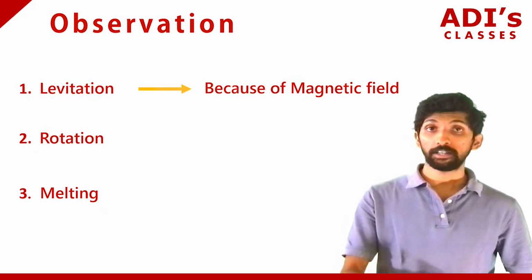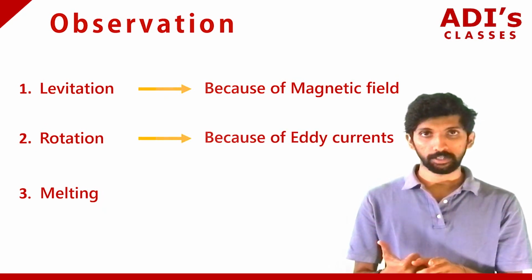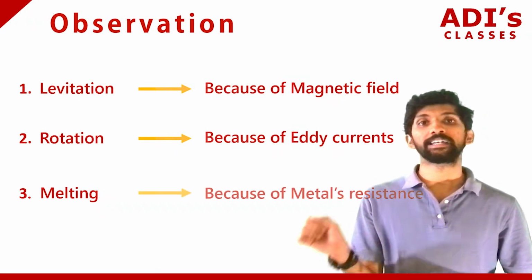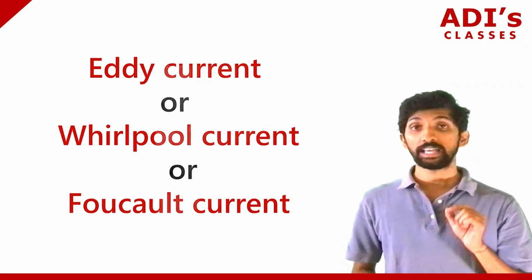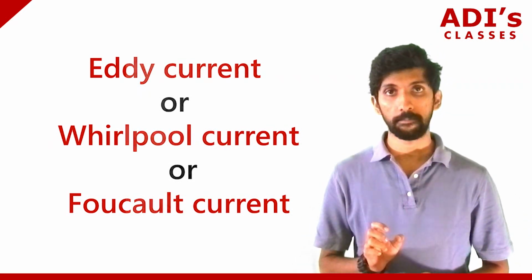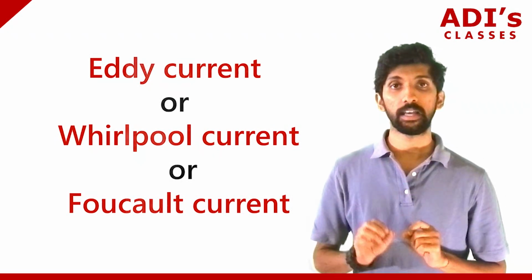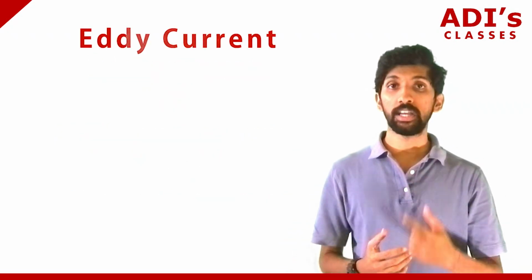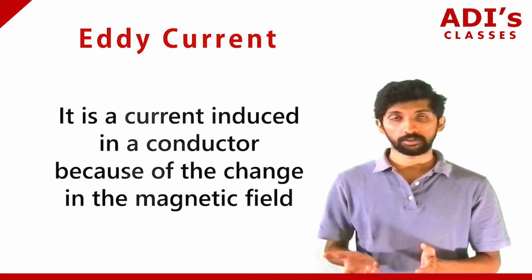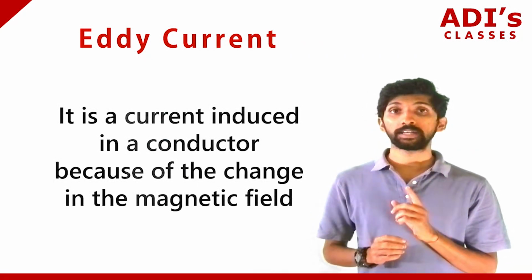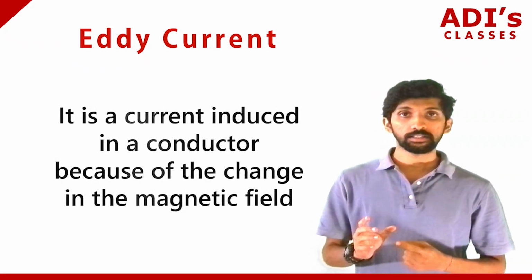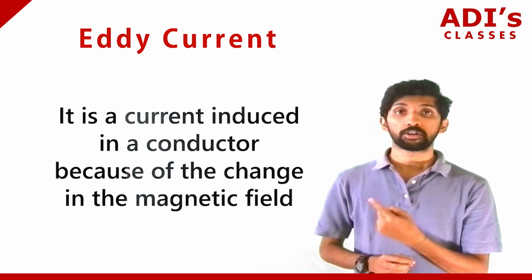So here, why was it levitating? Because of the magnetic field. Second point, why did it start rotating? Now this is where the eddy current concept comes in. When we say eddy currents, it's also called a whirlpool current or Foucault current. This particular current is formed because of the change in magnetic field in a particular conductor. And these currents are always in closed loops. This is the reason why that particular metal started rotating.